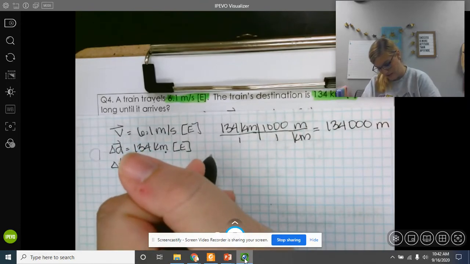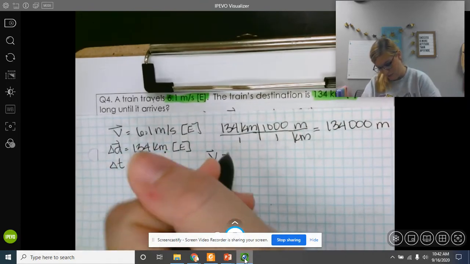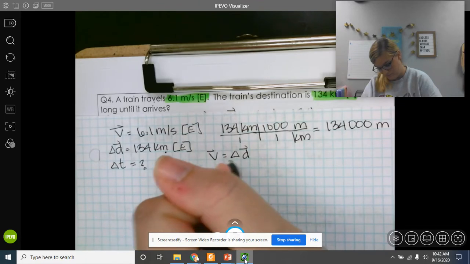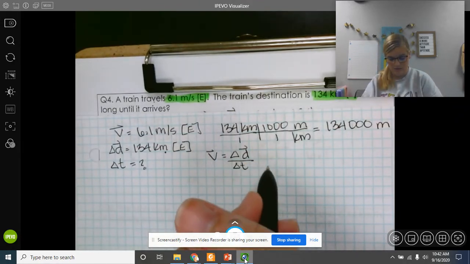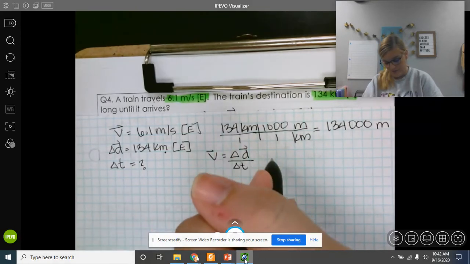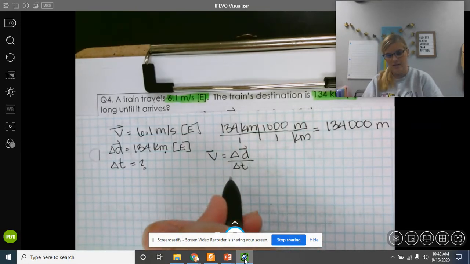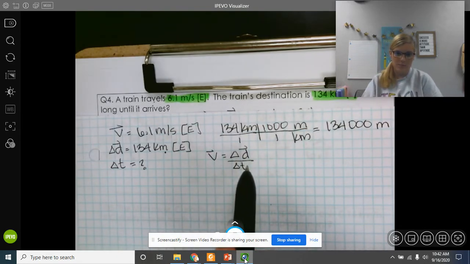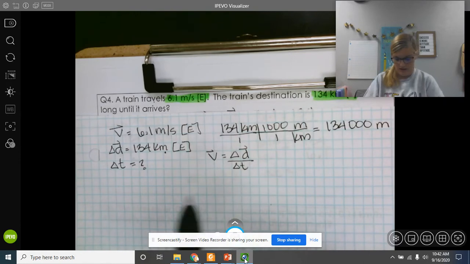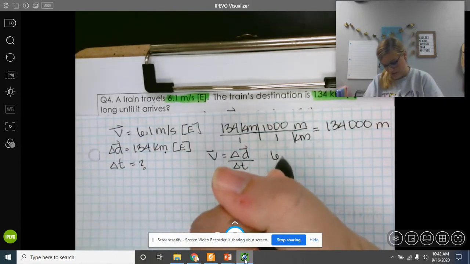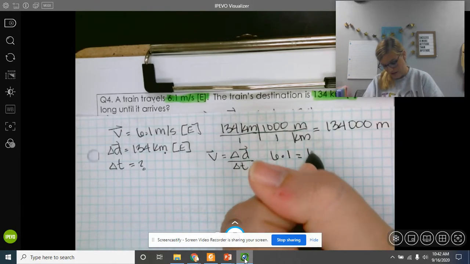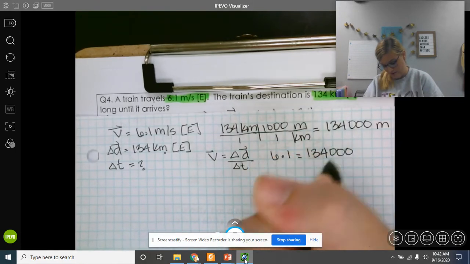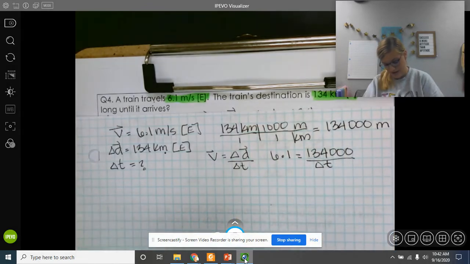Now when I come down here, I have my equation. So my velocity is my displacement over my change in time. And you can either rearrange this with the variables in it, or you can put the numbers in. It's going to be the exact same math either way. So I'm just going to go ahead and put my numbers in. So 6.1 equals my 134,000 meters over my change in time.